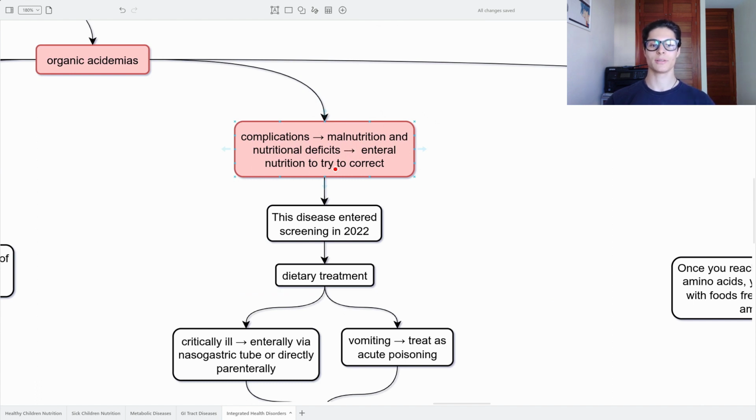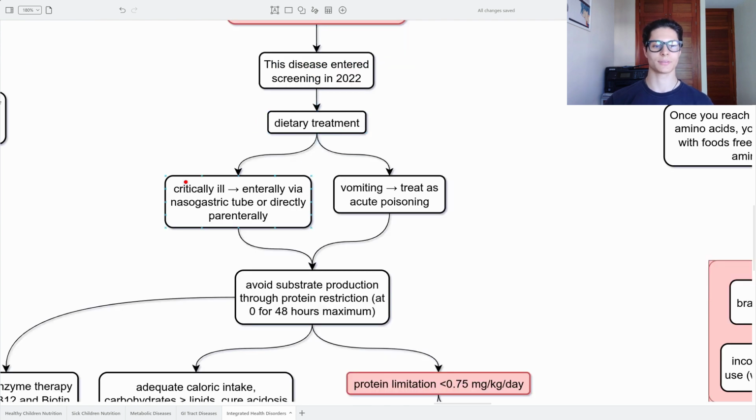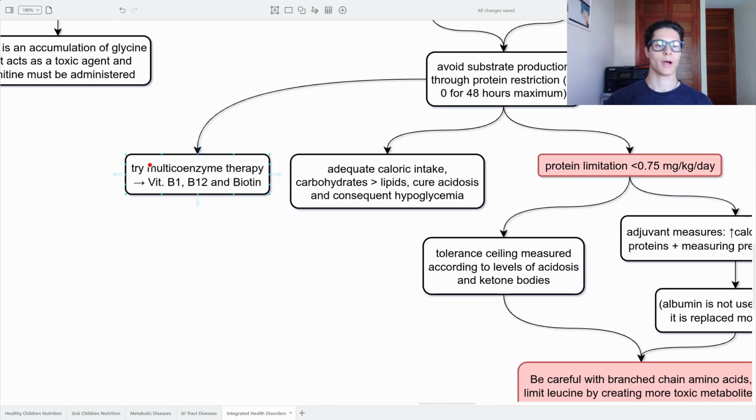And we have to provide enteral nutrition to try to correct this. And this disease entered screening in 2022. So it's very, very recent. The dietary treatment is, when it's clinically ill, enterally via nasogastric tube, or directly parenterally in case there is, for example, vomiting. And when there is vomiting, we have to treat it as an acute poisoning. We have to avoid substrate production through protein restriction. So zero proteins. We have to try multi-coenzyme therapy, providing vitamin B1, B12, and biotin.